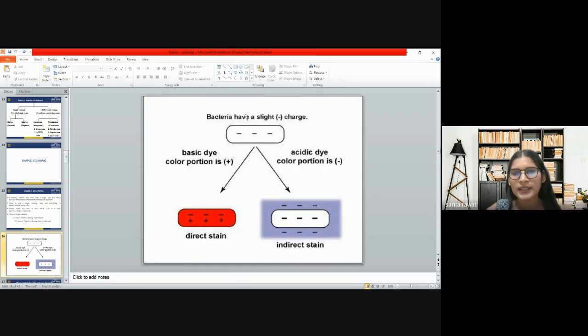Bacteria have a net negative charge. So you can see the basic dye color portion is positive, so it can be used as a direct stain, and it will retain color. Then the acidic dye color portion is negative, so it will show indirect staining.